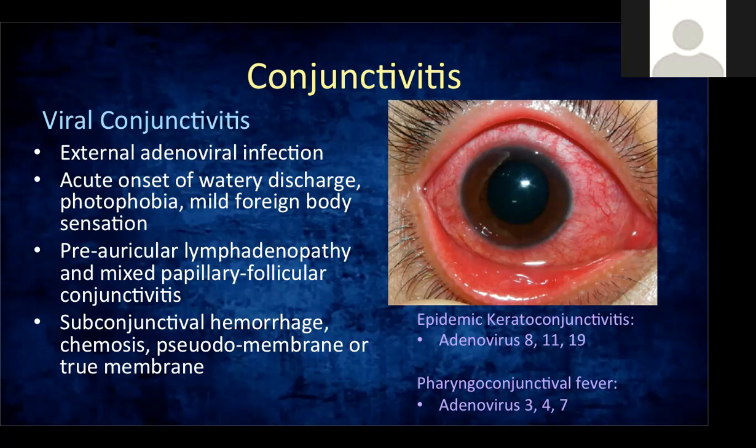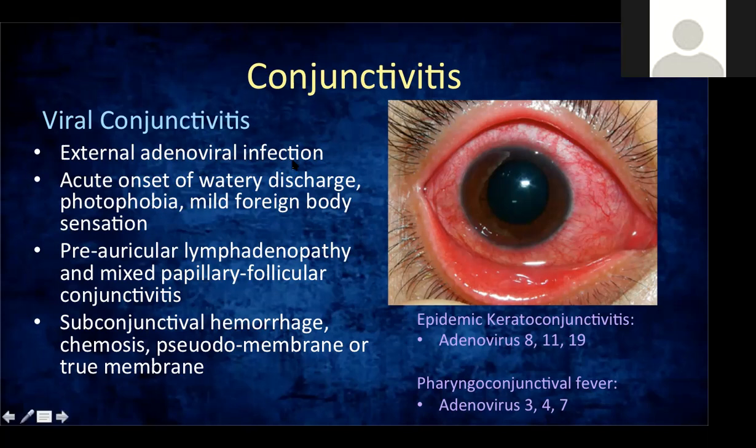For the more severe cases of your viral conjunctivitis, you can get subconjunctival hemorrhage. Chemosis, enough for it to really balloon out. So again, chemosis is swelling of the conjunctiva. And some may form membranes, or what we call pseudomembranes.